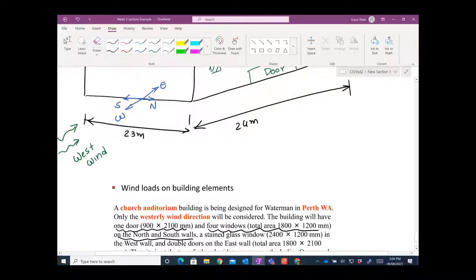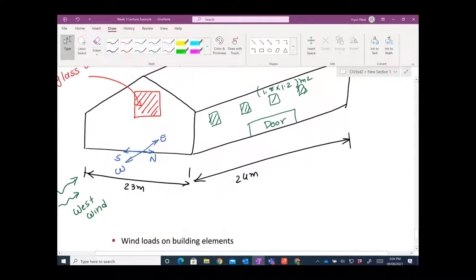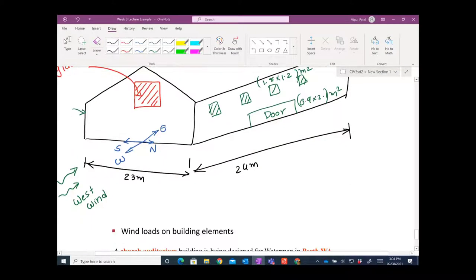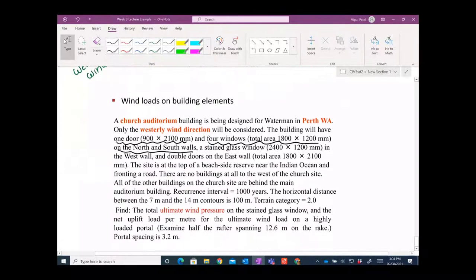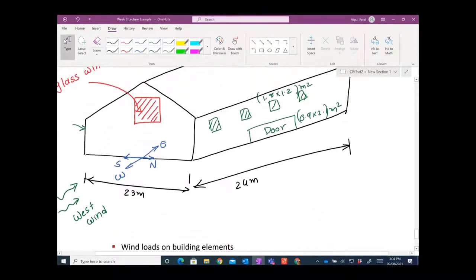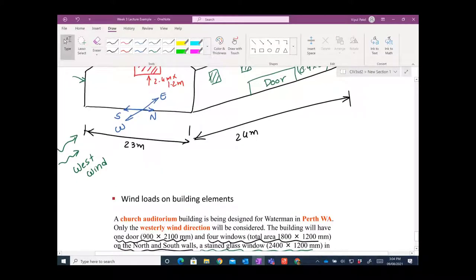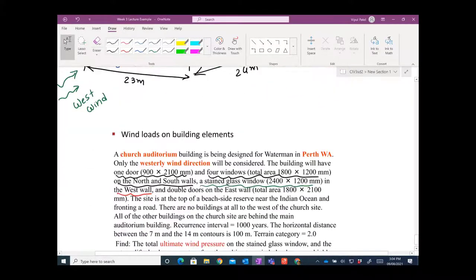And the door is 0.9 by 2.1 meters square. Please note, this is on the north side; on the south side, the same windows and doors are located as well. And the stained glass window is 2.4 meters by 1.2 meters. That's the area of the stained glass window on the west wall. So that is our west wall.